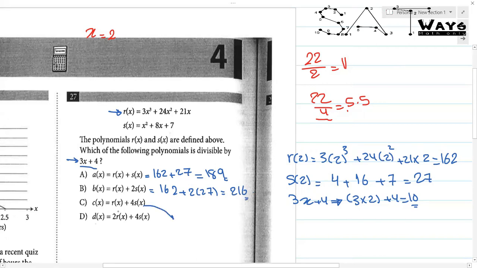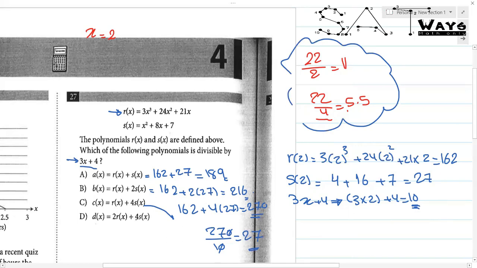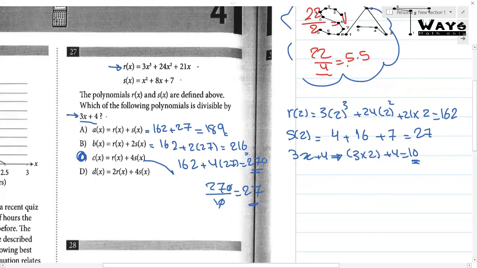But let's check this one. R of x plus 4 multiplied by S of x, which is 162 plus 4 multiplied by 27, is going to be 270. Is it divisible by 10? Yes, because 270 divided by 10, the 0 eliminates the 0, so it's going to be 27, which is an integer. As we said, divisible has to give an integer quotient, so the answer is obviously C. And this is the easiest thing to do. Just put a number instead of x, calculate each expression, and then try the choices as we have done.